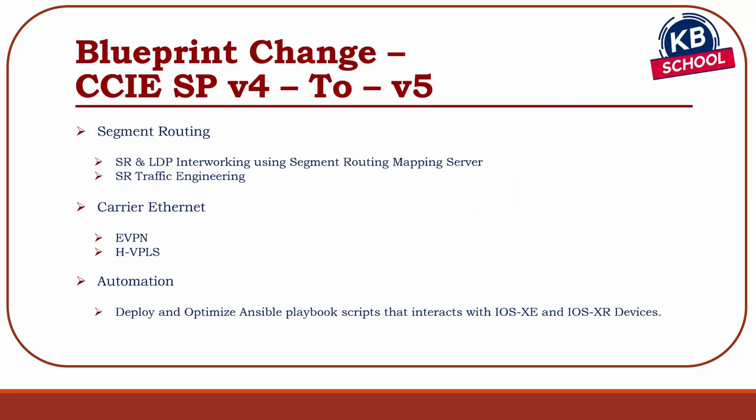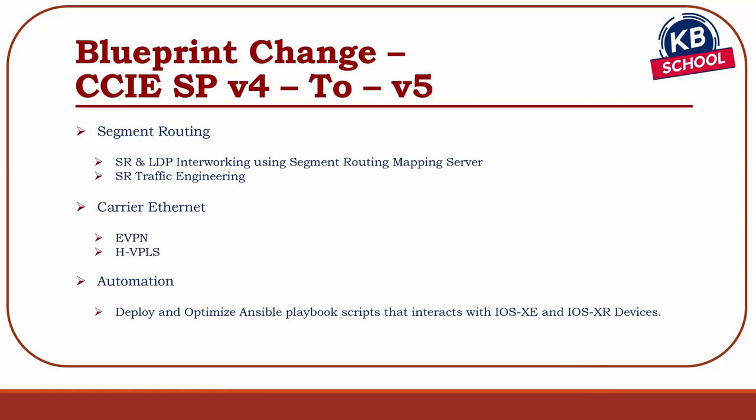The other thing that I see a lot of changes happening in is the carrier Ethernet type of network. Emphasis on EVPN, different flavors of EVPN will be covered, and hierarchical VPLS will also take center stage in there. Again, just like the other tracks, there is an element of automation. If you take a look at the blueprint, automation over here is focused on Ansible. It does not necessarily do Python scripting. It does Ansible playbook scripts to interact with the IOS XE and XR devices. Again, a bit of automation over there as well.